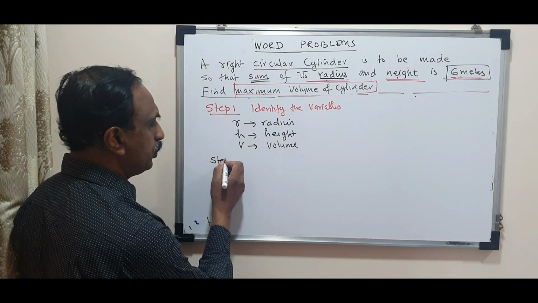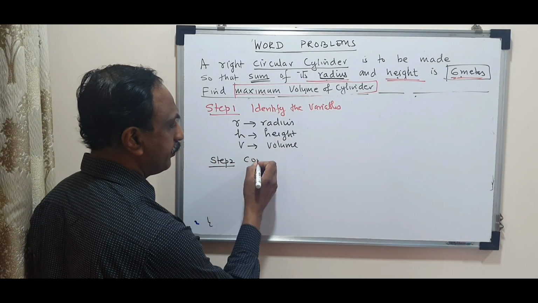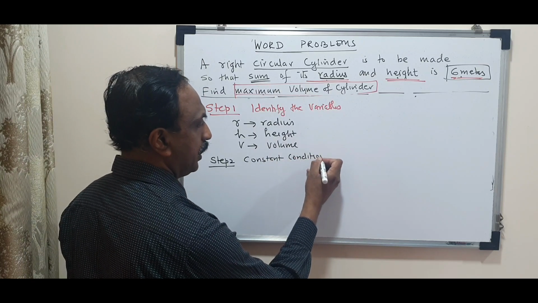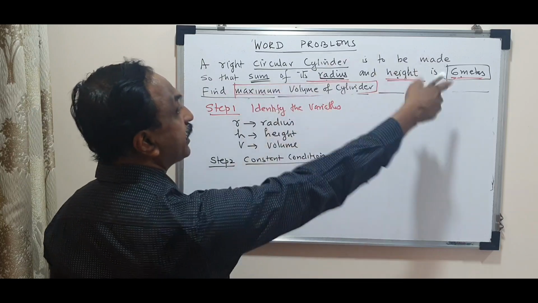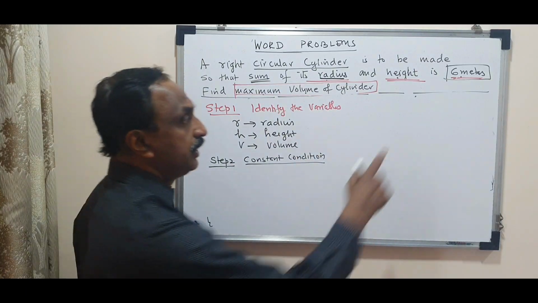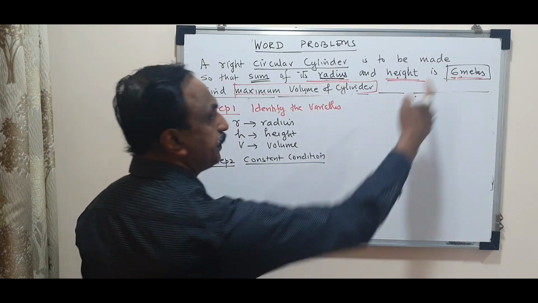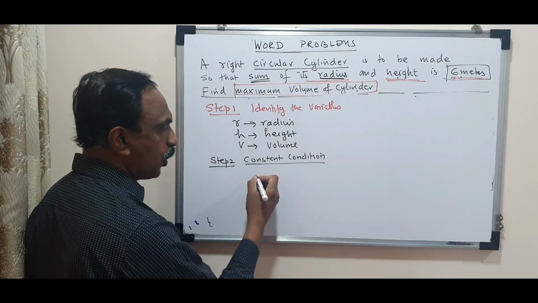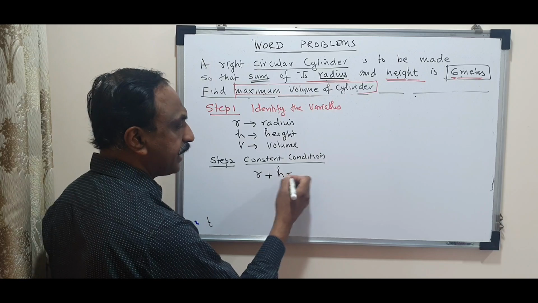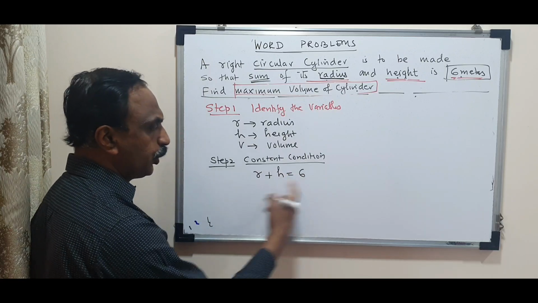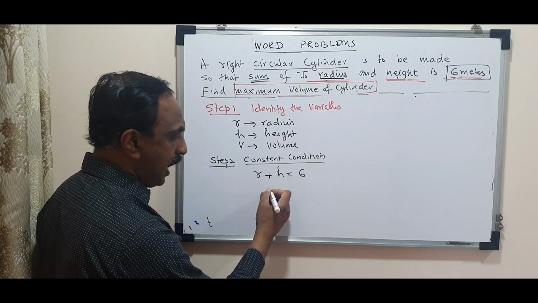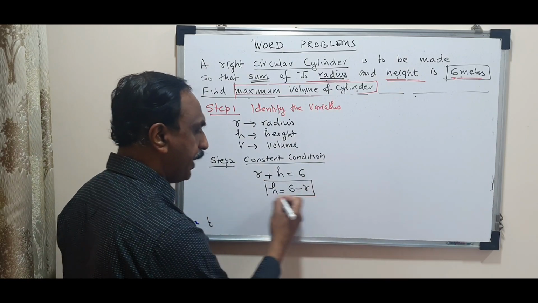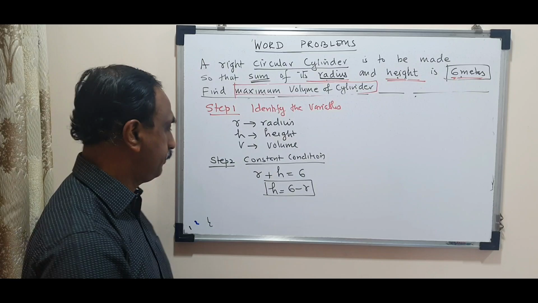Step number 2 is the constant condition. You can search for the number that is present in the problem. Here the number is 6. 6 meters. What is it? It is the sum of the radius and the height. So the constant condition here is r plus h is equal to 6. So you can make one of them the subject. I prefer to make h the subject, so h is 6 minus r. Even if you make r the subject, the problem will work.